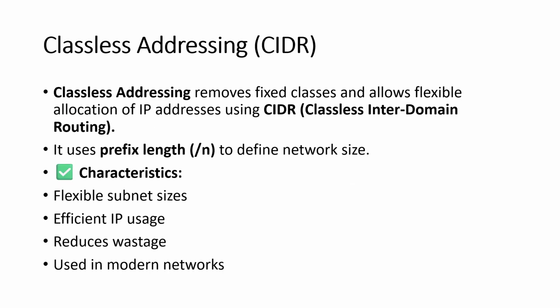In classless addressing, it removes fixed classes and allows flexible allocation of IP addresses using CIDR. CIDR is nothing but classless inter-domain routing. It uses a prefix length, that is slash n, to define network size. Here the network size is defined, whereas in classful addressing it is predefined. The characteristics are flexible subnet sizes and efficient IP usage. It reduces the wastage of IP addresses and is used in modern networks. So classless addressing is more flexible compared to classful addressing.